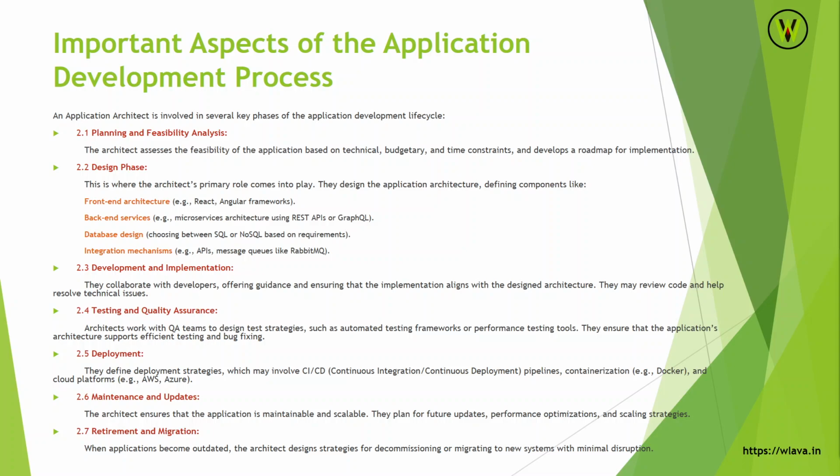2. Important aspects of the application development process. An application architect is involved in several key phases of the application development lifecycle. 2.1 Planning and feasibility analysis. The architect assesses the feasibility of the application based on technical, budgetary, and time constraints, and develops a roadmap for implementation. 2.2 Design phase. This is where the architect's primary role comes into play.